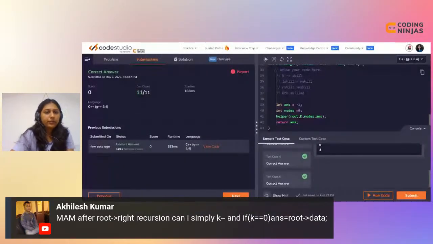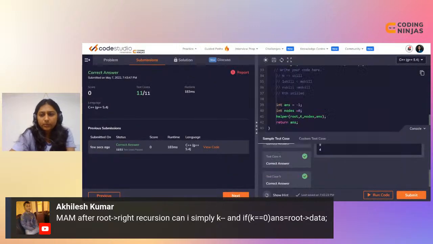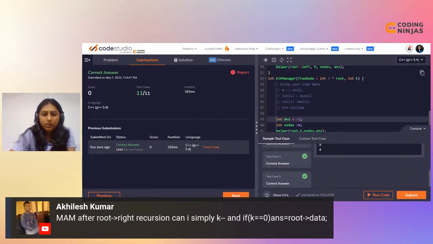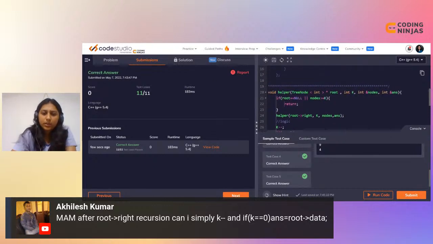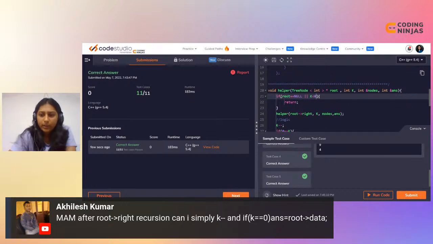So after root right recursion I can simply do k minus minus, and if k becomes equal to 0, then do this, and if k becomes negative, kindly return. And in this case, we'll not need nodes as a variable itself.